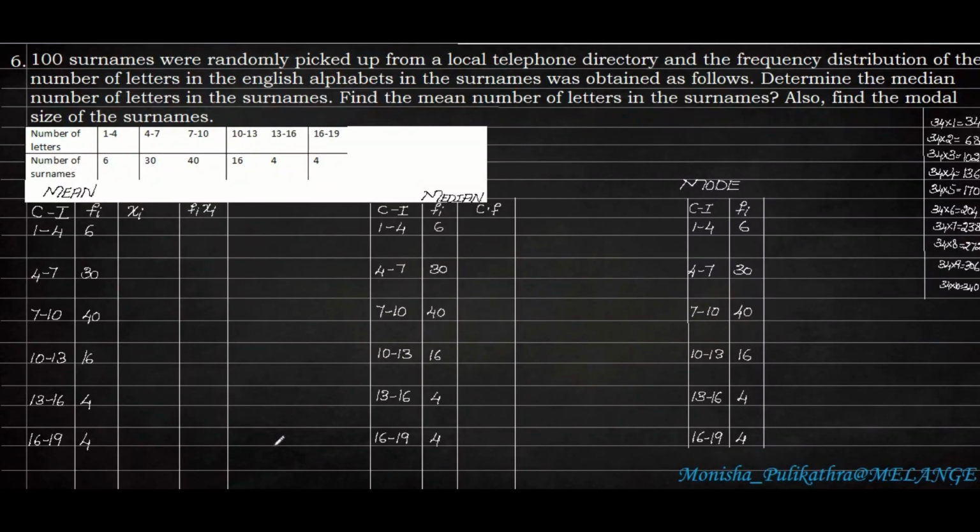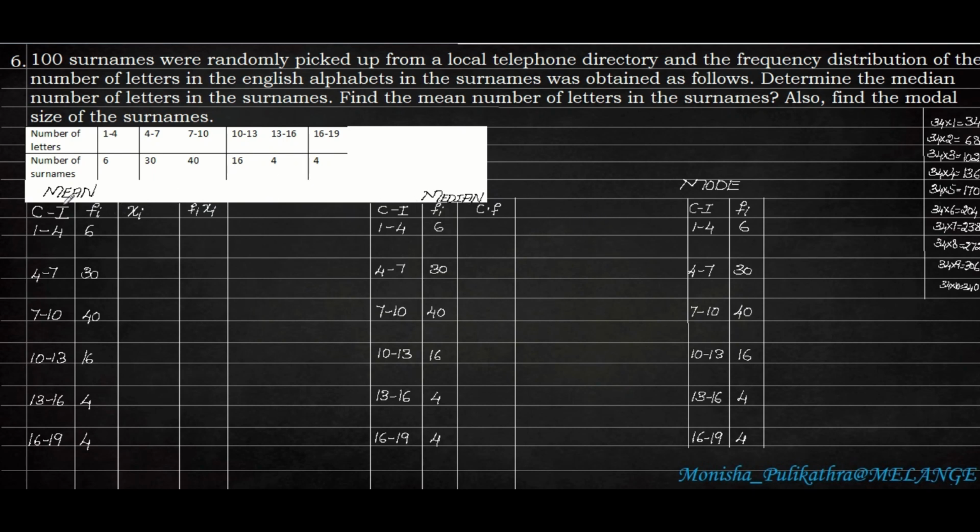Moving on to the sixth question. Here we have to find out all the three factors, that is mean, median and mode. Here 100 surnames were randomly picked from a local telephone directory, and the frequency distribution of the number of letters in the English alphabets in the surnames was obtained as follows. So determine the median number of letters in the surnames, find the mean number of letters in the surnames, and also find the modal size of the surnames. Okay, so here we need to find out mean, median and mode, all the three things.